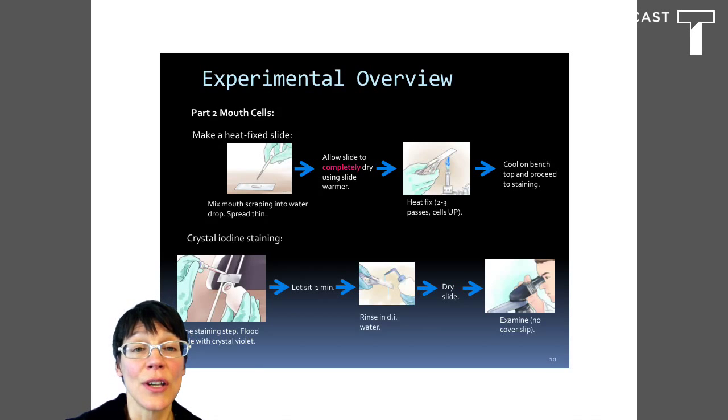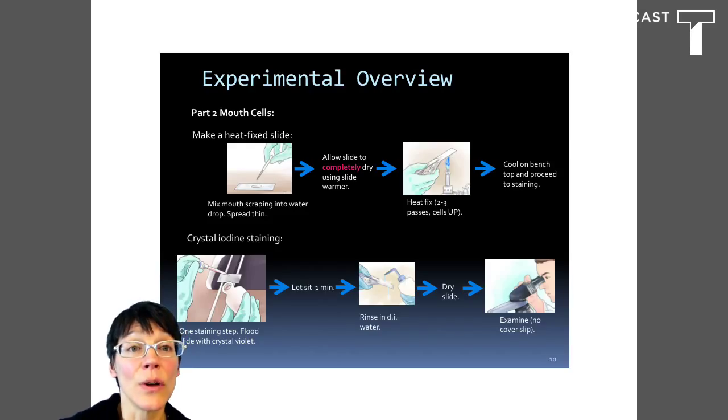To gain an appreciation of the difference between prokaryotic and eukaryotic cells, you're going to make a microscopic slide that is stained from your mouth. And if you sample your mouth, you should capture some human cells, which are eukaryotic, and some of the many bacteria that are found living in your mouth.